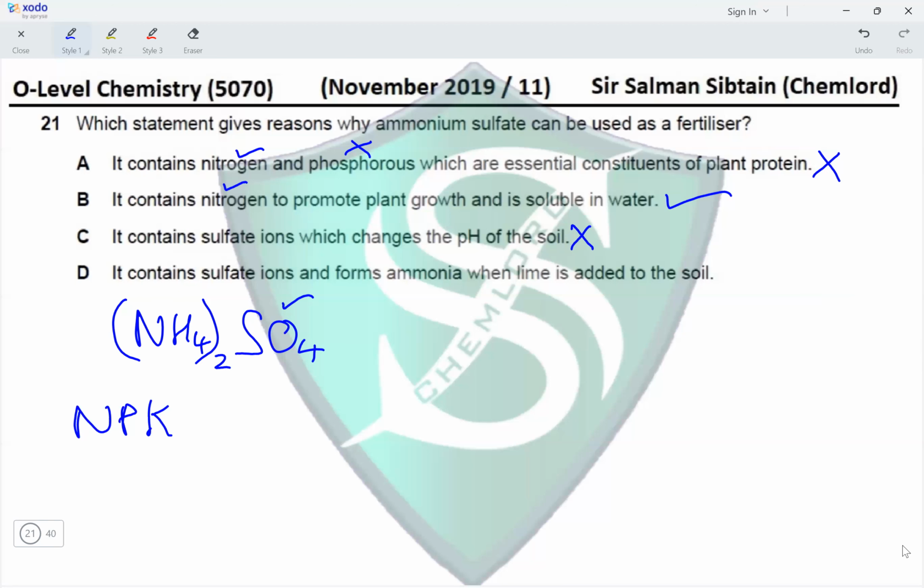Next, it contains sulfate ions, yes, and forms ammonia when lime is added to it. Lime is basic in nature. Ammonium sulfate is acidic in nature. So if ammonium sulfate is present in soil and lime is added, the acid and base would react to liberate ammonia. The statement on its own is true, but this statement does not explain why ammonium sulfate is used as a fertilizer. So as an explanation, this statement is incorrect. So this makes option B the correct option for this question.